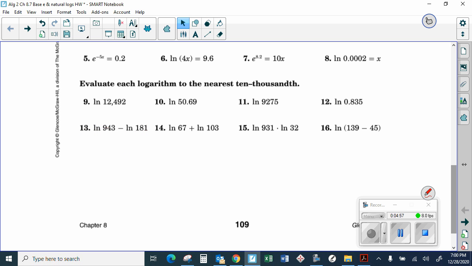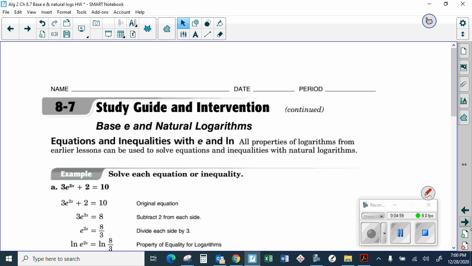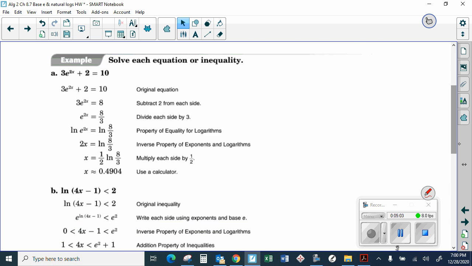All right, backside. Equations, now solving them. So again, we solve all equations by reverse PEMDAS.